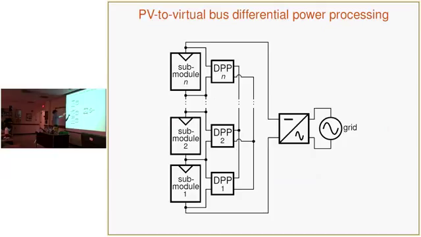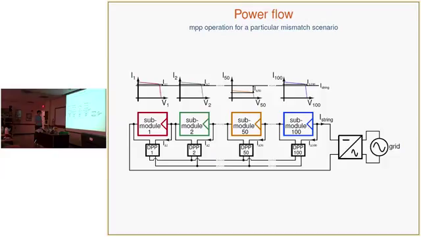Say if submodule 2 was a weakly performing submodule, and submodule 1 and everything else had the same illumination and were producing the same amount of power, this submodule would need to be compensated. So all of that power would come from the strongly performing submodules through the bus, and then it would be injected into submodule 2 to compensate and get it to operate at its maximum power point. And this sort of illustrates that.